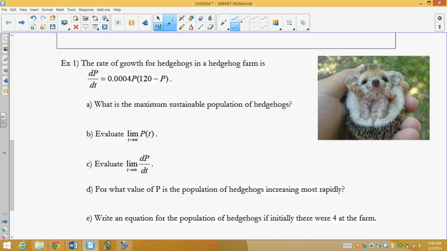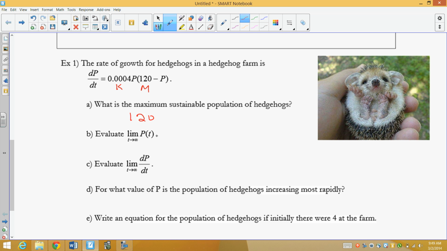He's so cute. So the rate of growth for hedgehogs in a hedgehog farm is dP/dt equals 4P times 120 minus P. All right, so this is K, that's your growth constant. This is M, your carrying capacity. What is the maximum sustainable population of hedgehogs? Well, that's your carrying capacity. That's 120 hedgehogs.